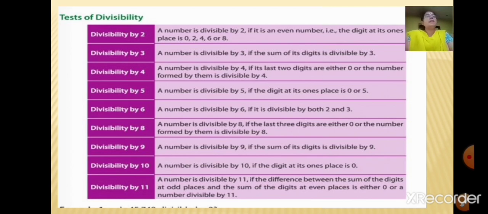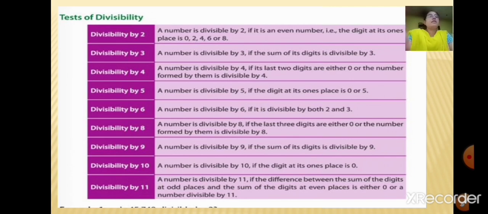So divisibility by 2, we have to see that a number is divisible by 2 if it is an even number. That means in the ones place, if you have the number as 0, 2, 4, 6 or 8. At the same time, a number is divisible by 3 if the sum of its digits is divisible by 3. Suppose if I take 54, so 5 plus 4, that is 9. That means the number 54 is divisible by 3.